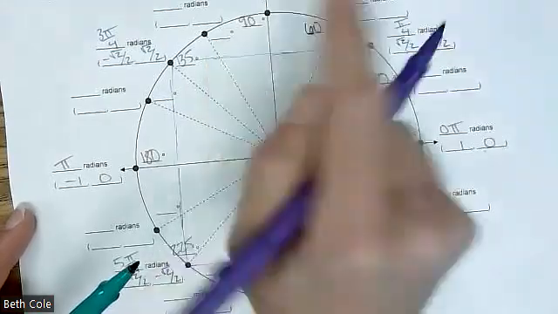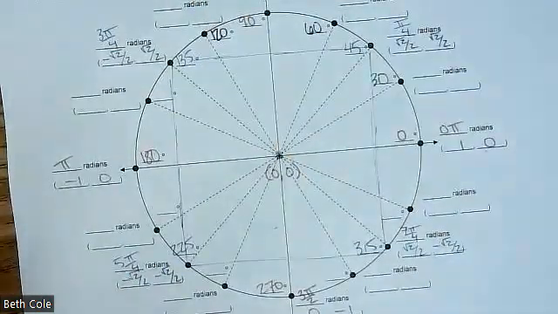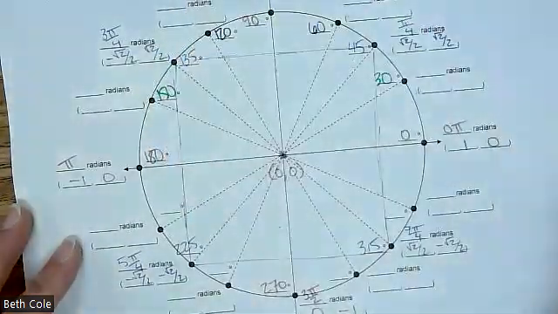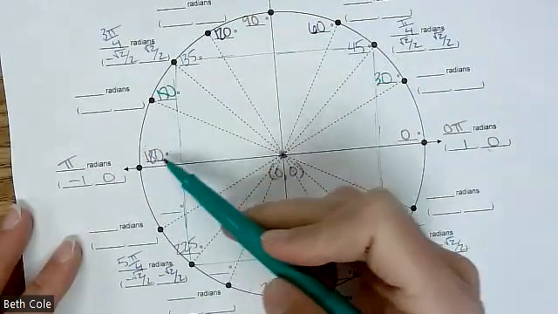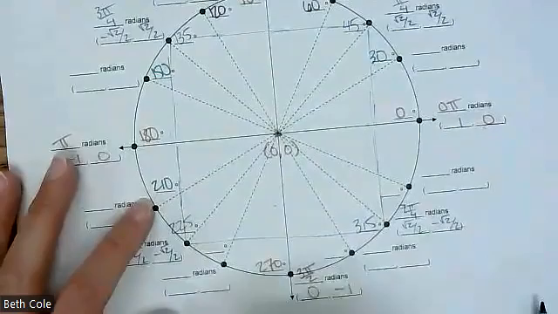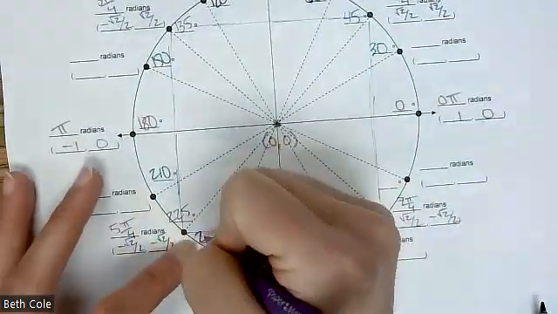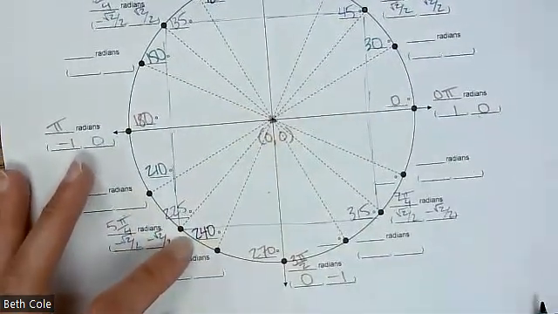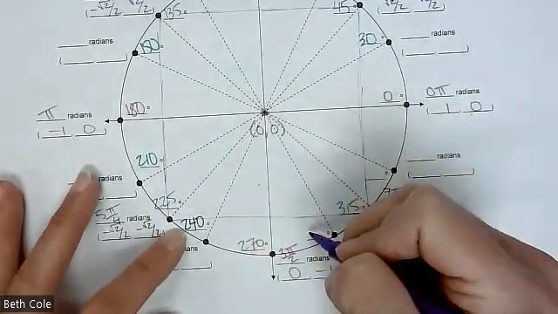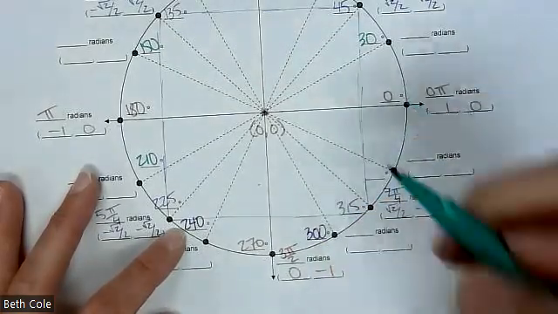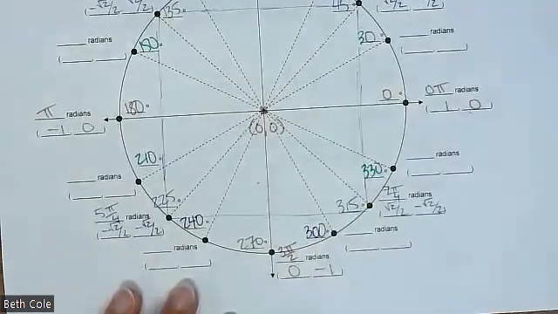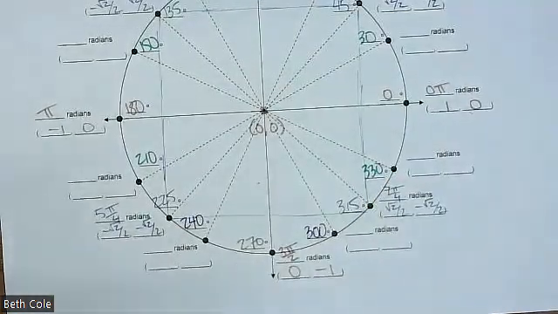Add 30 again. 120. Add 30 again. 150. Add 30 again, that would be 180. And then 210. Add 30 again. 240. And then you'd have 270. And then 300. 330. And oh my gosh, if you add 30 again, you would get 360, which is the whole way around.